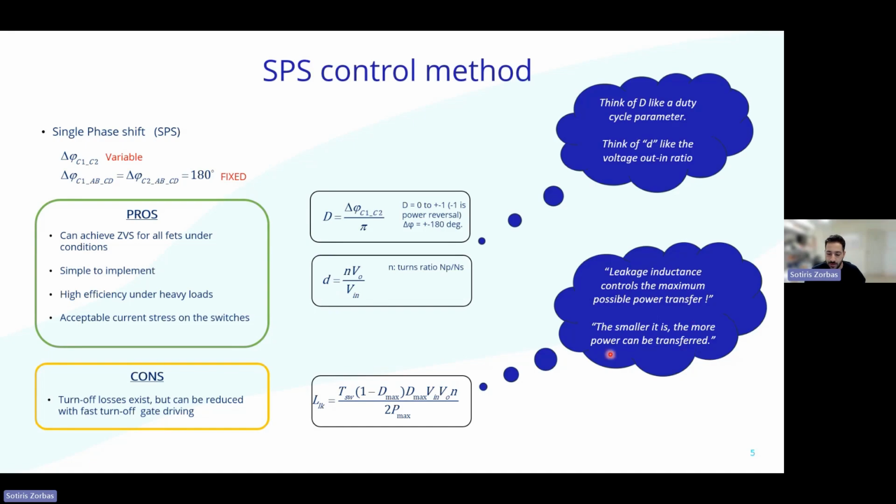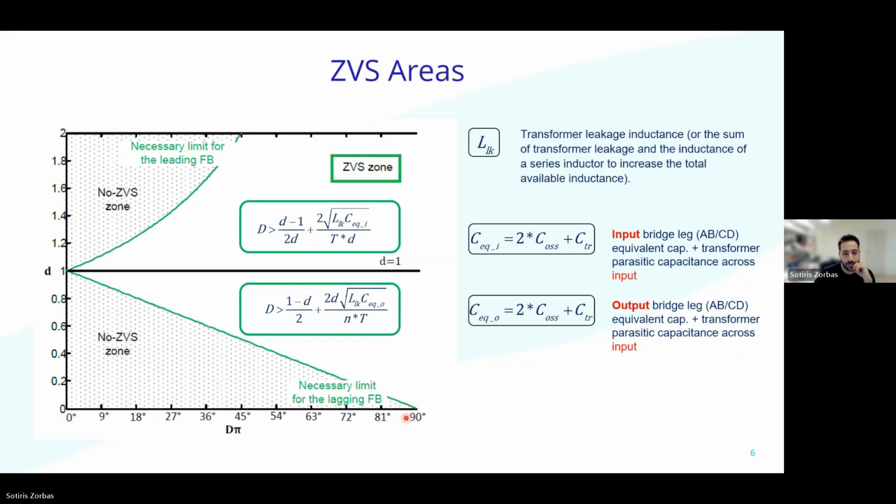Now, the star of this topology, I would say, it's the leakage inductance, because this actually controls the maximum possible power transfer in the bridge. Now, if you select a D max and a P max, you'll find the leakage that you need to actually deliver that power. All right. Now, what about the ZVS areas?